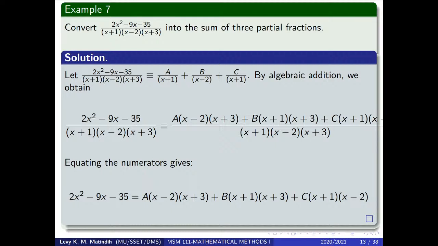So this rational function, we can write it as a divided by x plus 1, plus b divided by x minus 2, plus c divided by x plus 3. This is how the given rational function can be expressed as a sum of partial fractions. We are not aiming to find the values of x, we are aiming to find a, b, and c. The question is, what is the value of a, what is the value of b, and what is the value of c?